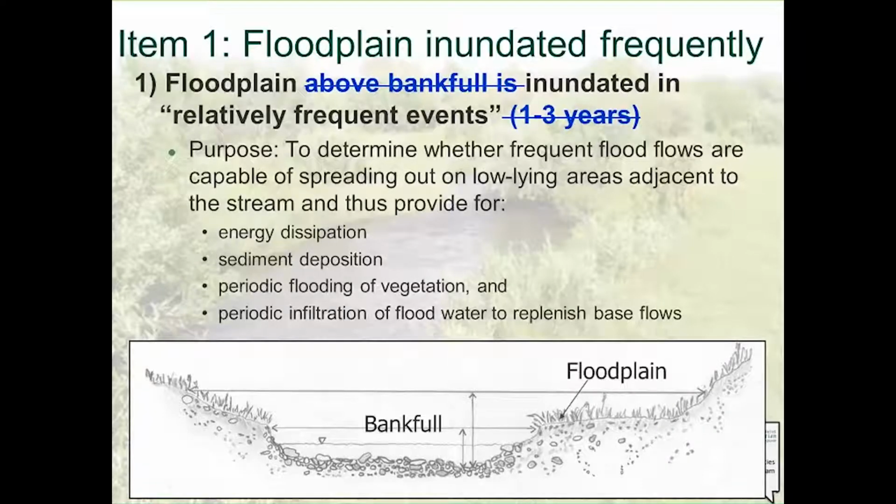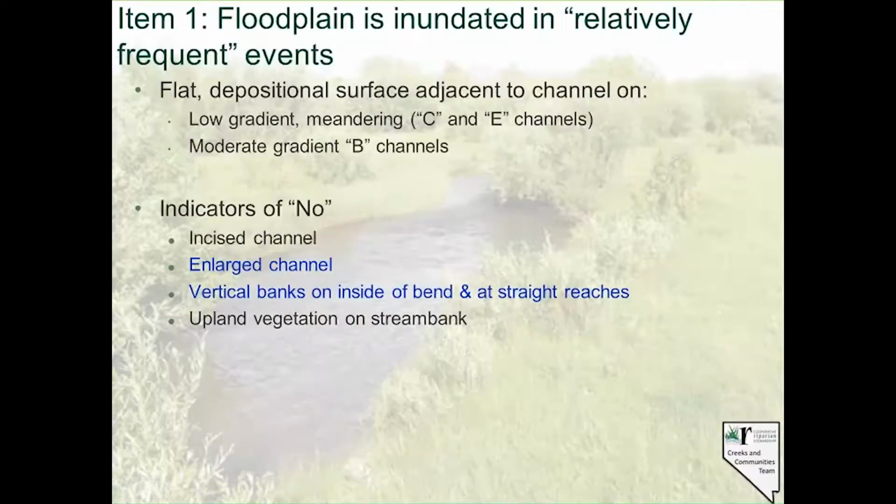Again, floodplain is the flat depositional surface adjacent to the channel. On C channels and E channels, they're very, very common. They're a very important part of that whole system for those two channels. For the braided and anastomosing channels, they can be important as well. Some of the B channels, as I mentioned, can have them. They may not always be continuous, but you may see some evidence.